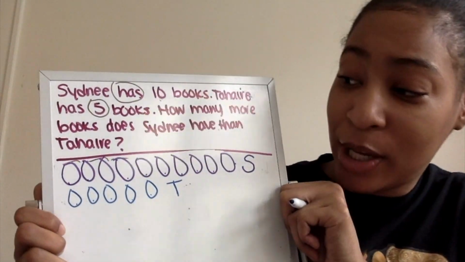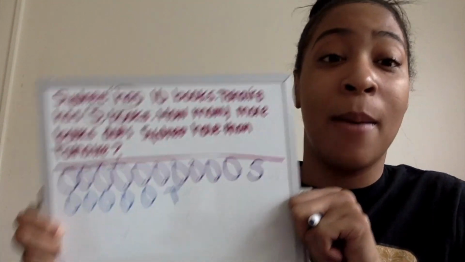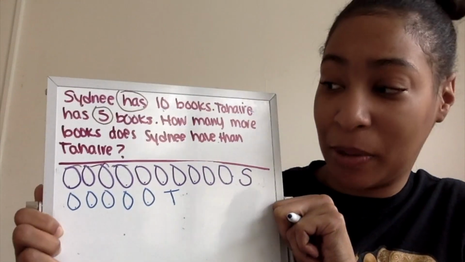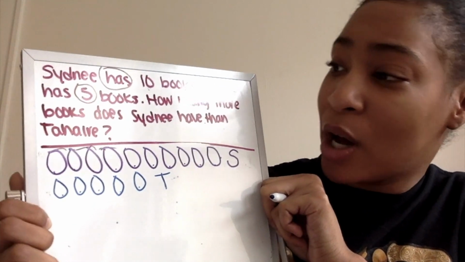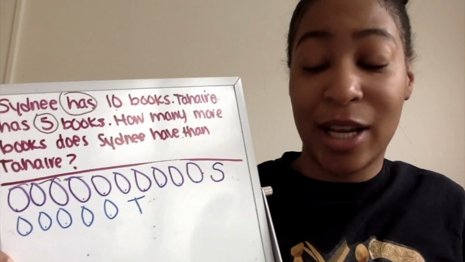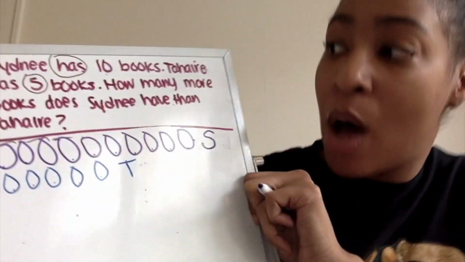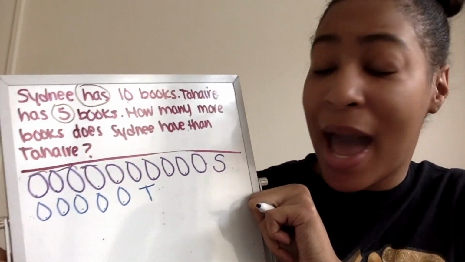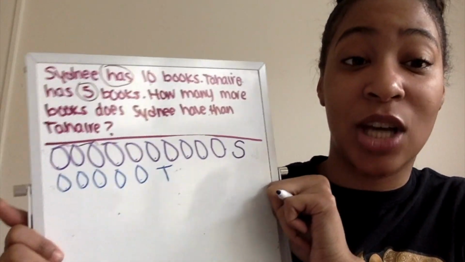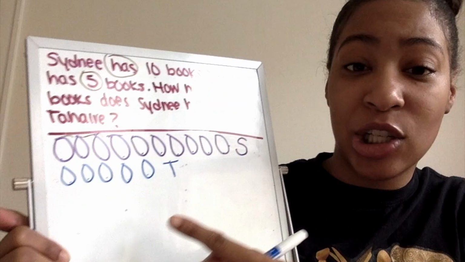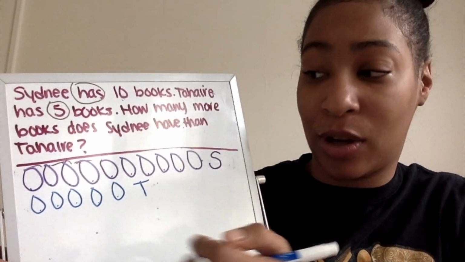Now make sure that your picture is lined up just like Miss Washington's, because this will help you when solving the problem. So now that we know that we're going to be doing subtraction, we know that we're not adding all of our books together, but what we're doing is trying to see how many more books Sydney has than Tahari. So we're going to just match up all the books that they have together.